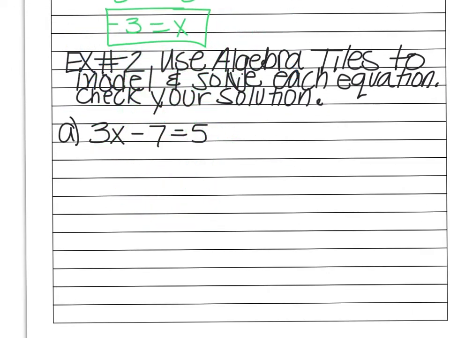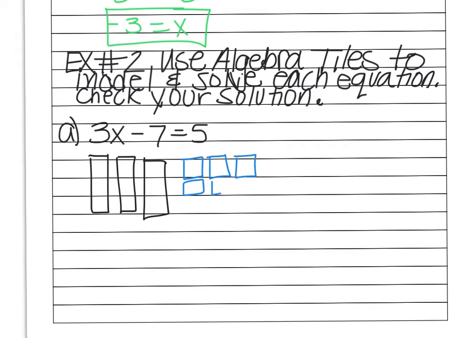Here we have example number 2. It says use algebra tiles to model and solve each equation. Check your solution. So let's go ahead and draw our representation here. We have 3 black algebra tiles and 7 negative tiles. And we could draw our line for the equal sign. 5 positive tiles. 1, 2, 3, 4, 5.